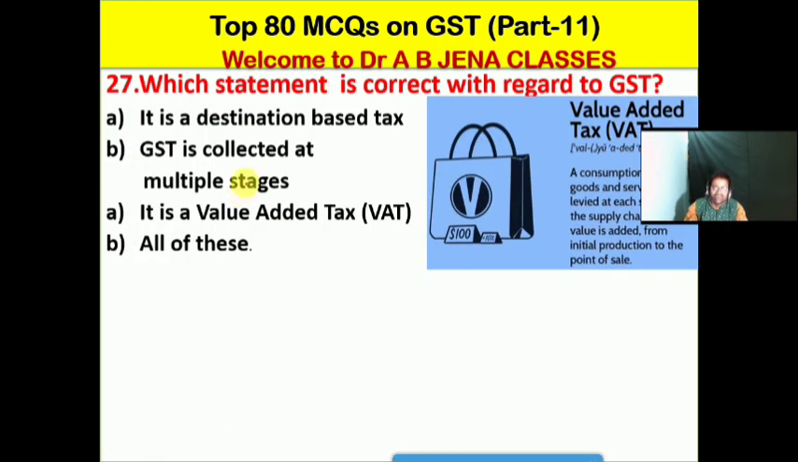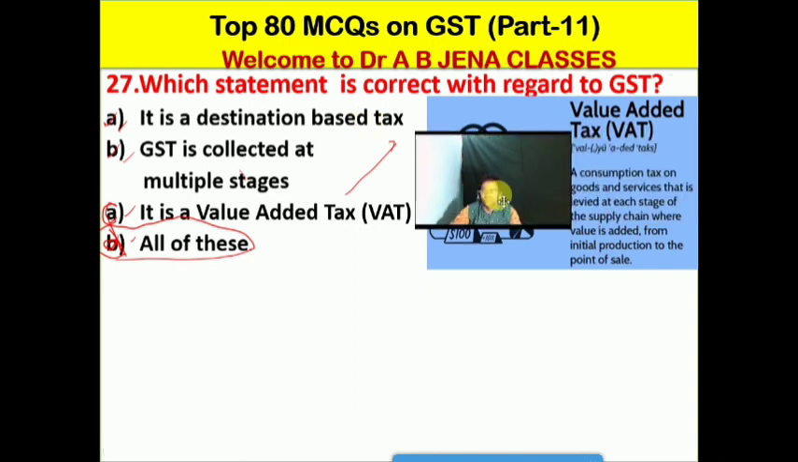Union Territory Central Goods and Services Act is 2017. So next one हम देखेंगे, which statement is correct with regard to the GST. A, it is a destination based tax. B, GST is collected at multiple stages. C, it's a value added tax, मतलब VAT. D, all of these. So friends, D is the right option for this MCQ. So it is a destination based tax as well as GST is collected at multiple stages as well as it's a value added tax. So these statements are correct with regard to the GST.